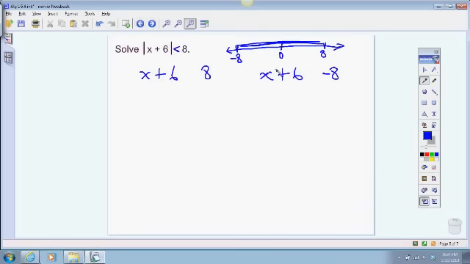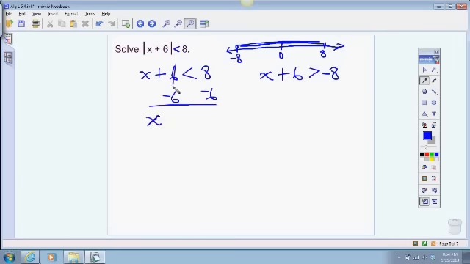So we know it's got to be less than 8, but we also know it's got to be greater than negative 8. And if that is hard to remember, just remember that when you put a negative here, you got to flip the sign over. It's almost the same thing as solving inequalities. When we multiply or divide by a negative, we reverse the inequality symbol, do the same thing. Solve them just like we always did.